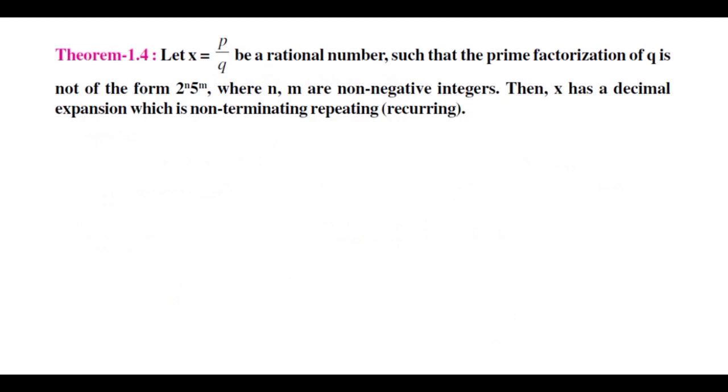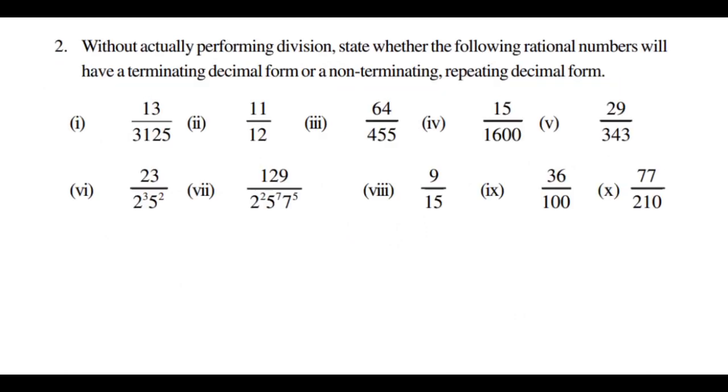So the next one, theorem 1.4. Let x = p/q be a rational number such that the prime factorization of q is not in the form of 2^n and 5^m. This is just what we discussed before the theorem. If the denominator q can be written in the form 2^n × 5^m, it is terminating. If you cannot write it in the form 2^n and 5^m, then those are non-terminating repeating or non-terminating recurring decimals. Non-terminating repeating decimals are non-terminating recurring decimals. So this is theorem 1.4.